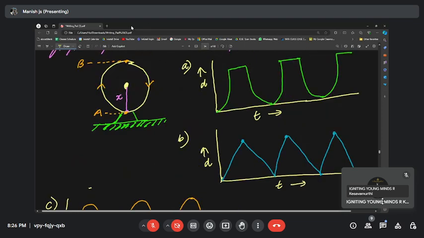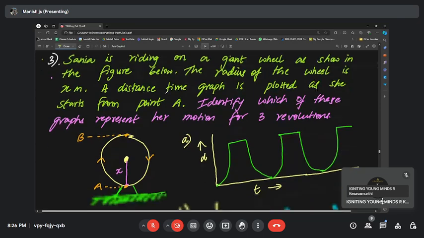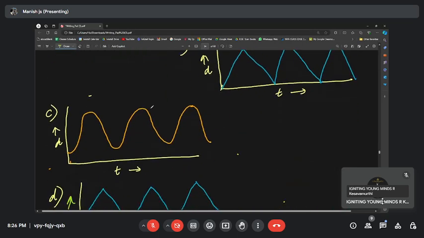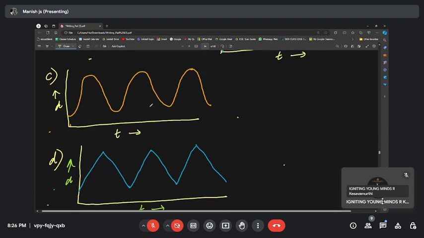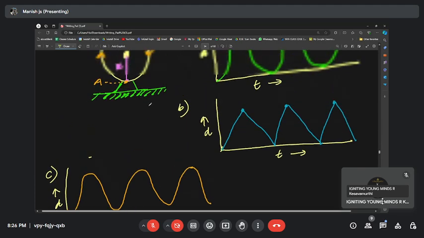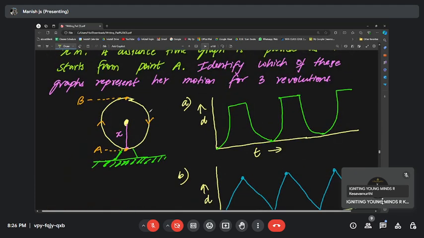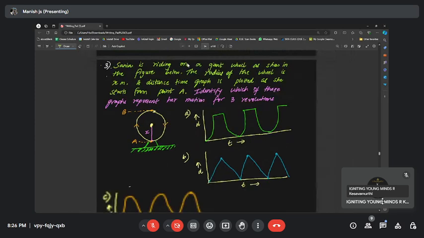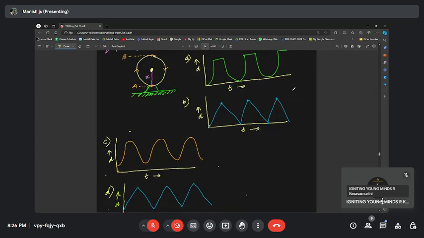So which of these graphs represents the motion of Sanya on the giant wheel for 3 revolutions? Is it A, B, C, or D? Which of them represents her motion and why? Anybody, you can try it. Just analyze the given case. I'll reduce the font size so that you're able to see the graphs. You have to analyze the motion of Sanya from point A to point A again after 3 revolutions.